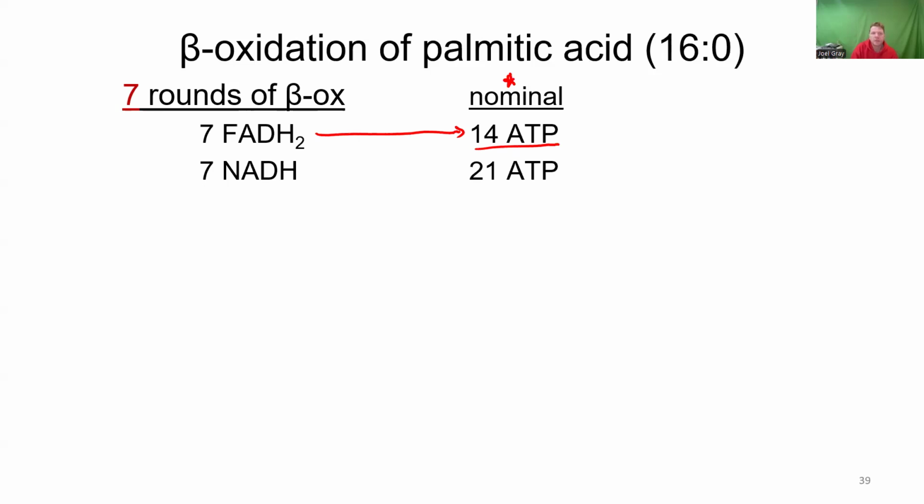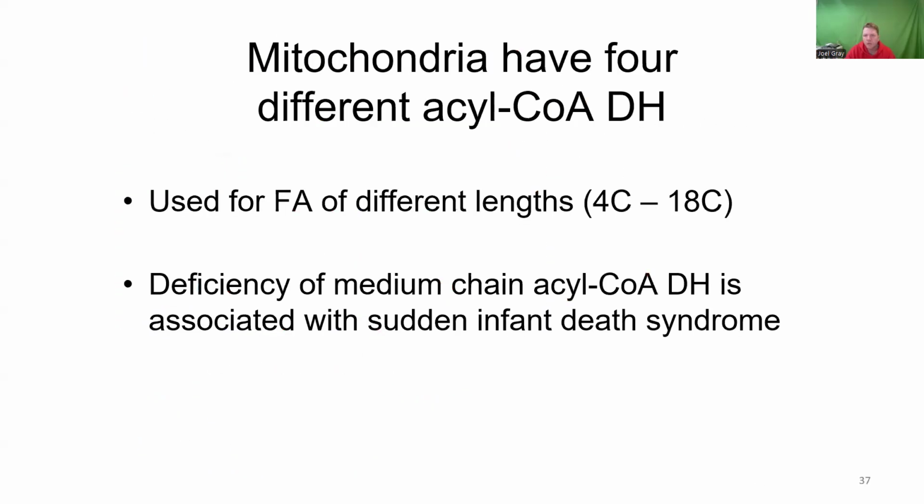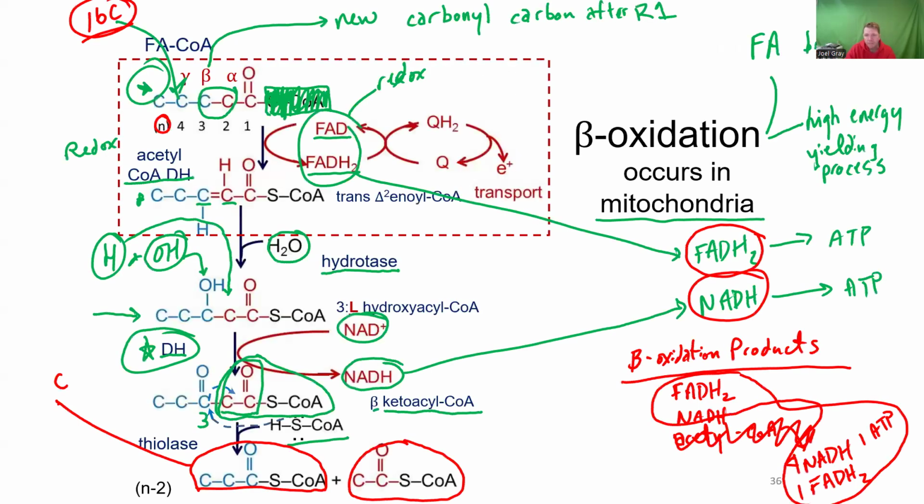You'll also get 7 NADH. Those 7 NADH will be used later on to make 21 ATP. Now, could anyone tell me what is the real money maker when it comes to beta oxidation? What is the thing that's going to get you the most energy from these three right here? Is it FADH2, NADH?